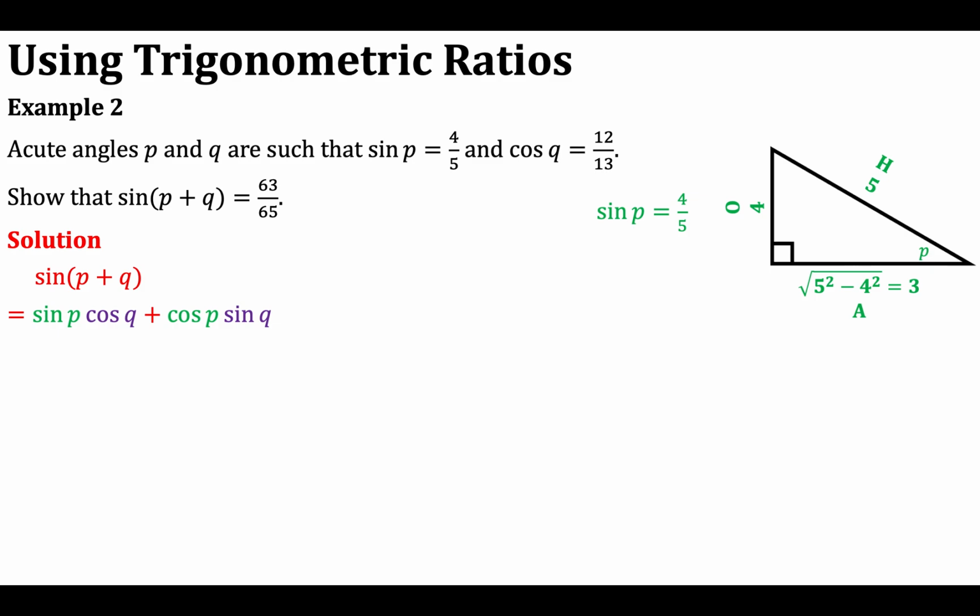So I can now state the value of cos P. I know that cos P is the adjacent over the hypotenuse, and I can see from the lengths in my triangle that that is 3/5.